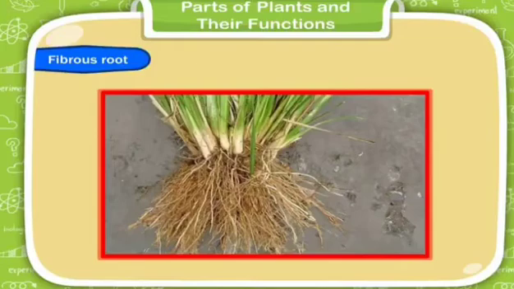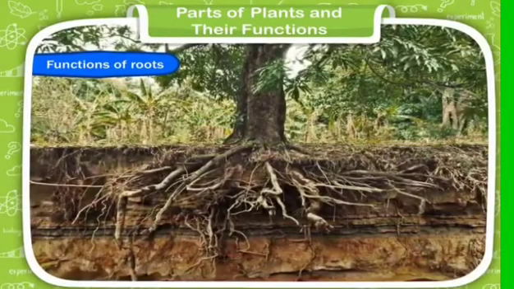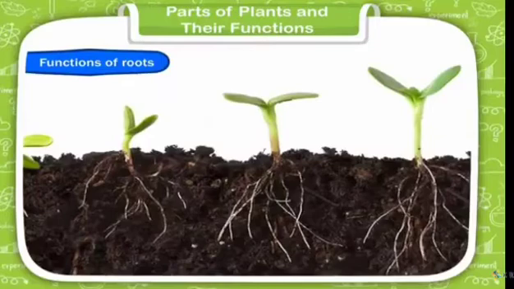Now next we come to the main functions of the root. Generally the root has two main functions, but we will discuss other functions also. Number 1, the function of the root is to fix the plant firmly to the soil. The root spreads out into the soil and holds on to it. This also helps the soil to stay in place.